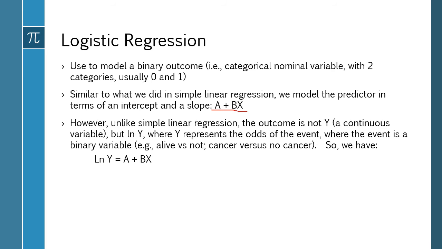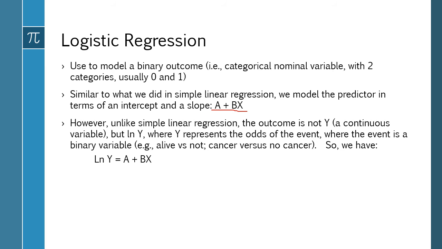The difference in this case is that, unlike simple linear regression, the outcome is not y. It's not a continuous variable, but it's ln of y, where y represents the odds of an event, where this event is a binary outcome or a binary variable. So examples include alive versus not, or cancer versus no cancer. So we have then ln y equals a plus bx.